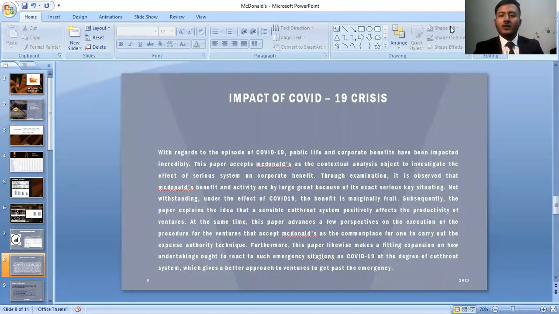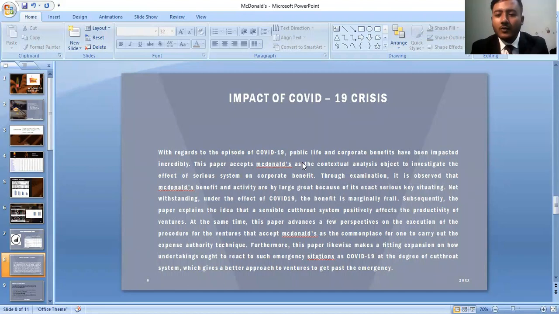Now, impact of the COVID-19 crisis. With regards to the outbreak of COVID-19, public life and corporate profit have been impacted incredibly. This paper takes McDonald's as the case study object to investigate the effect of strategy on corporate profit. Through examination, it is observed that McDonald's profit and effectiveness are largely because of its exact strategic situation.